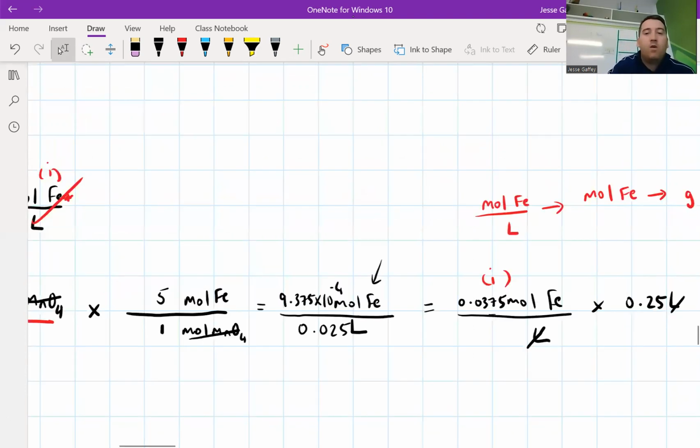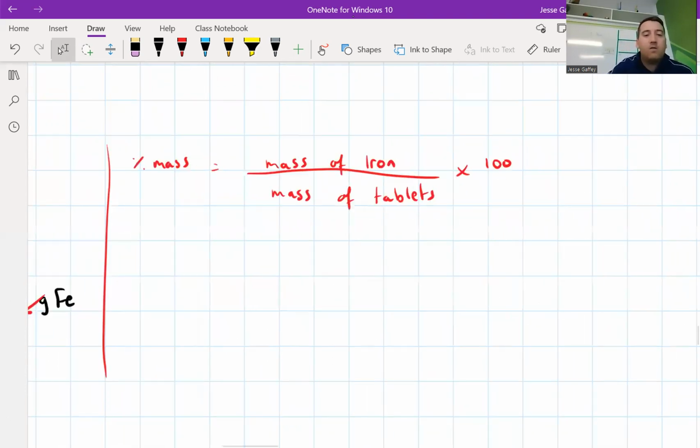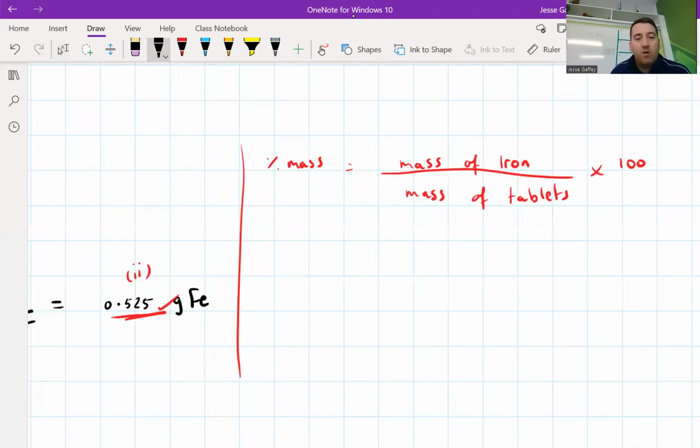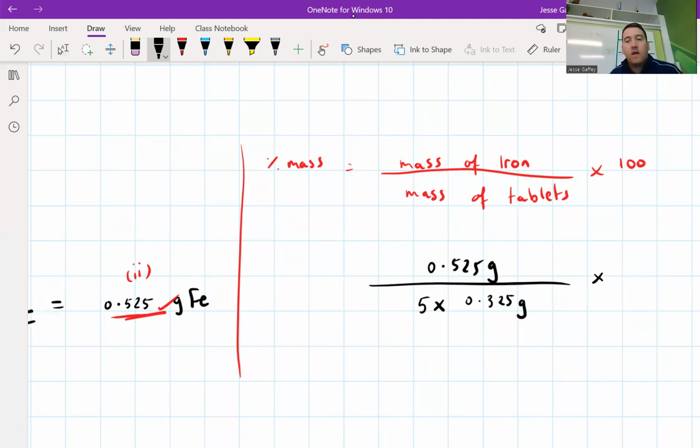Okay, so hopefully what we did was we took a mass of iron, which we worked out here. We had 0.525 grams of iron in the 250 cm cubed. And we're dividing that by the mass of the tablets. Remember, we had 5 tablets, and each one of them had a mass of 0.325 grams. So that, by doing that sum there, will give us the mass of the tablets, all that times 100.